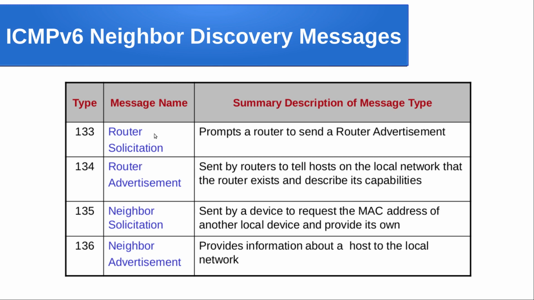Now this is something familiar to you that you already saw in IPv4: neighbor solicitation and neighbor advertisement. In IPv4 we have the protocol called ARP, the address resolution protocol, which is used for this purpose. The same role is now done by IPv6 with the help of neighbor solicitation and neighbor advertisements.